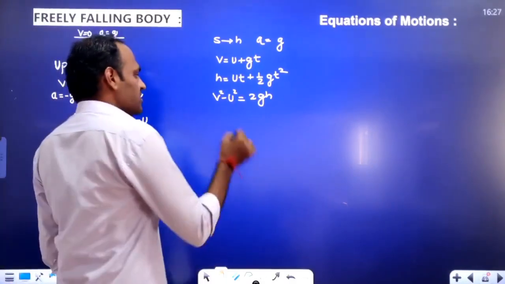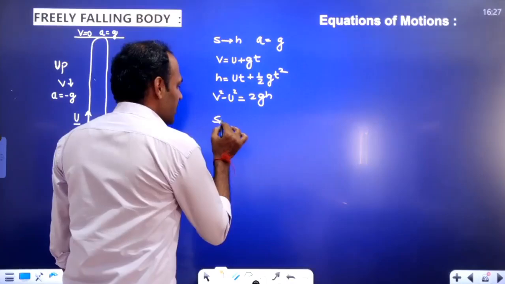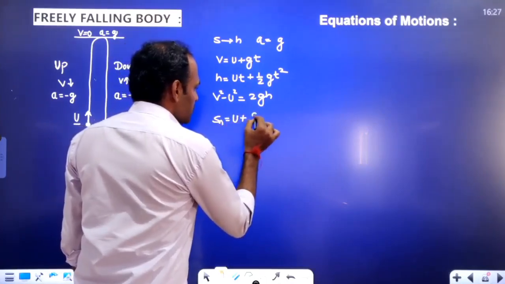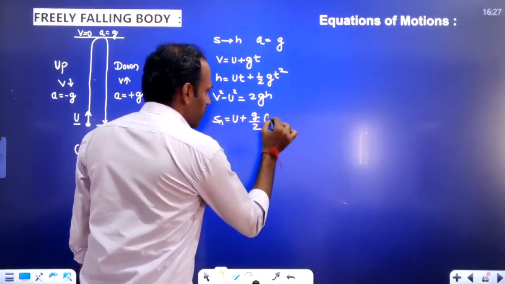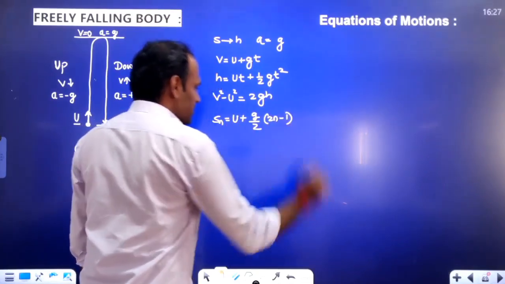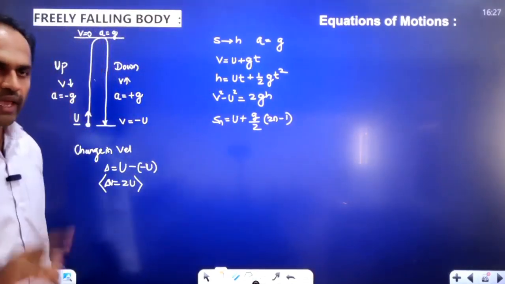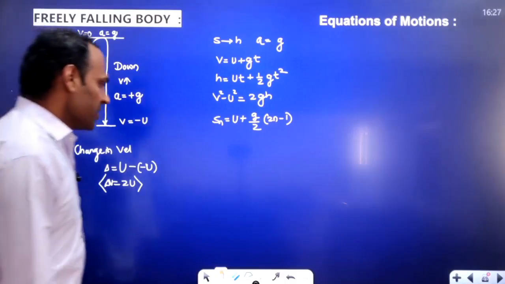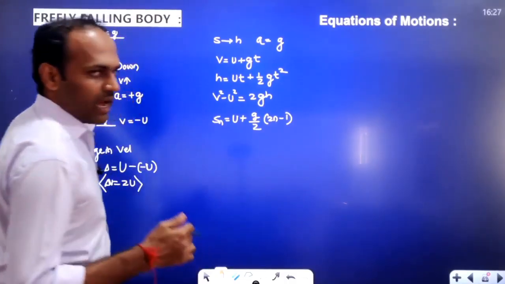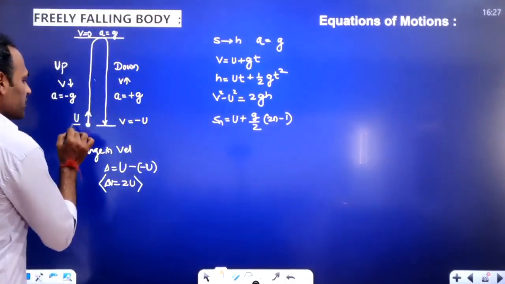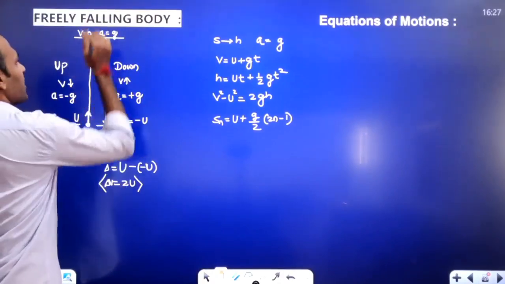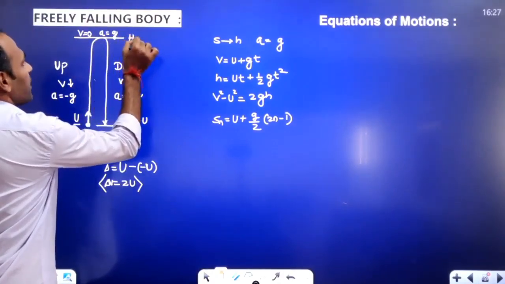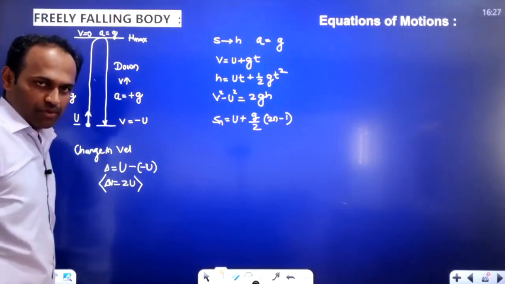That's it. Okay, distance traveled in the nth second, Sn is equal to u plus g by 2 into the bracket 2n minus 1. Right? This is the distance traveled in the nth second. Okay. Now, what will be the equation for the height reached? See, if you throw a body with a certain initial velocity, it will reach a certain height, and that height is called the maximum height, right? Maximum height reached by the body.